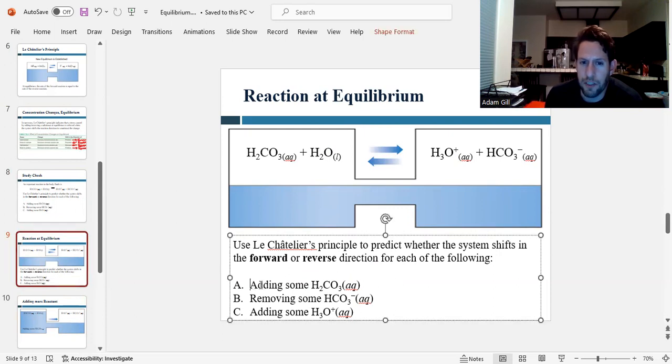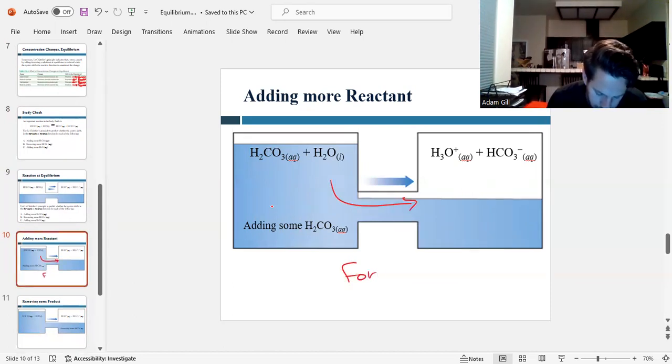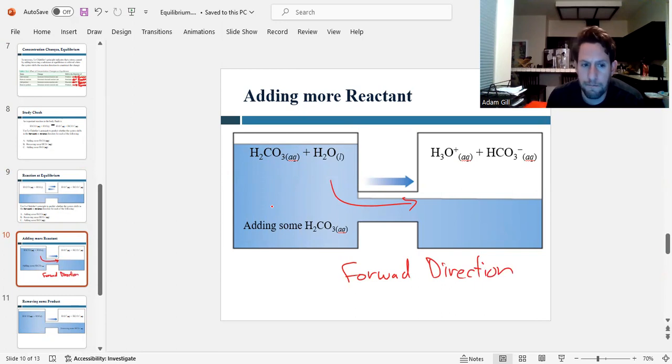So the first situation, we're going to be adding more H2CO3. So if we add more H2CO3, H2CO3 is a reactant. So if we add more to the reactant side, it's going to go in the forward direction. And it's going to create more products.